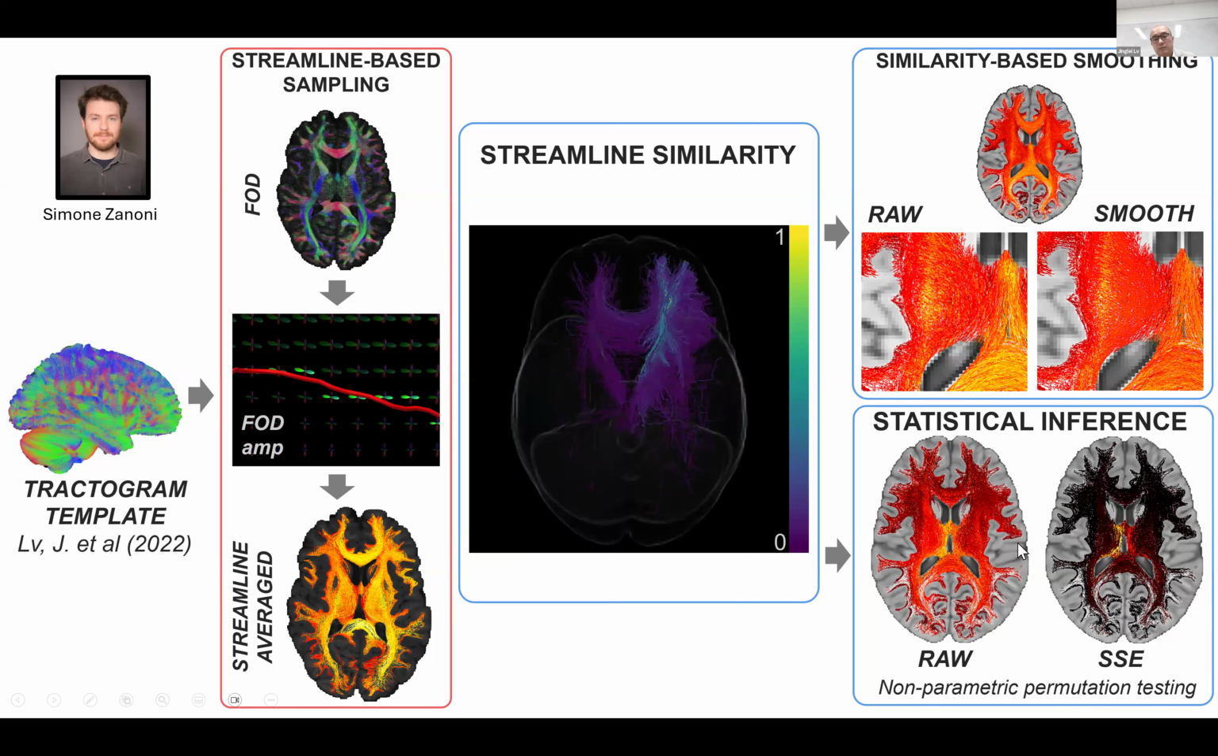You can see that there could be millions of streamlines in the brain. So if we compare across subjects, there are multiple comparison issues. So we're also developing some correction methods for this multiple comparison issue.